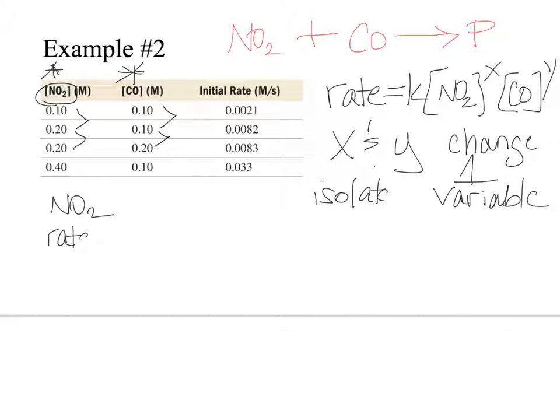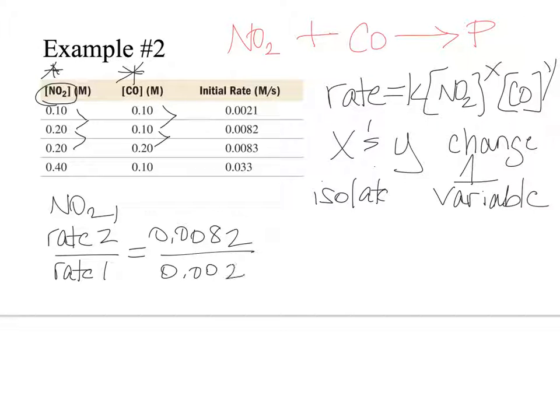So rate 2 over rate 1 is equal to 0.0082 divided by 0.0021. And the concentration, I don't have to worry about carbon dioxide here because it does not change. I'm only looking at nitrogen dioxide. It's carbon monoxide. I think I misspoke there, but all right. And this is to some order x.